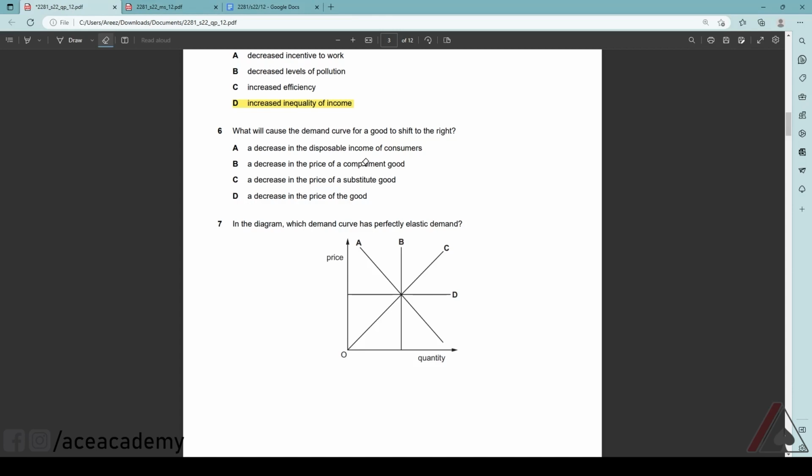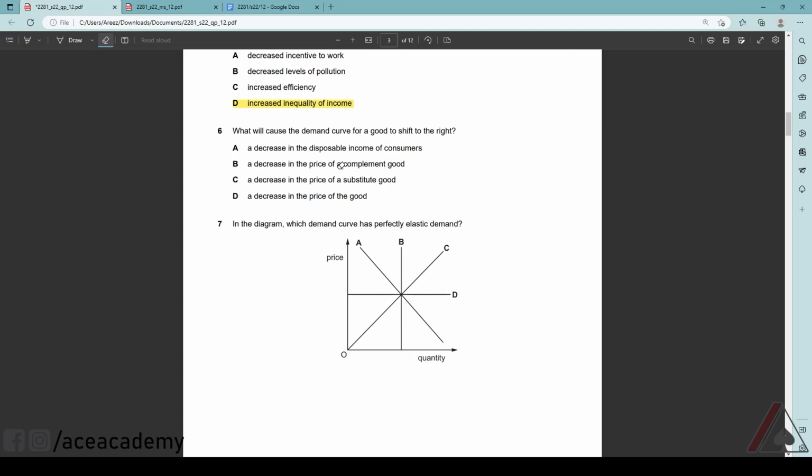Now let's discuss the answers. So A: a decrease in the disposable income of consumers. If there is a decrease in the disposable income of consumers, it would mean that consumers are less able to buy. And if they're less able to buy, they would be less able to demand. Therefore, the shift would happen to the left instead of the right. Demand would decrease instead of increasing. So A is not the answer.